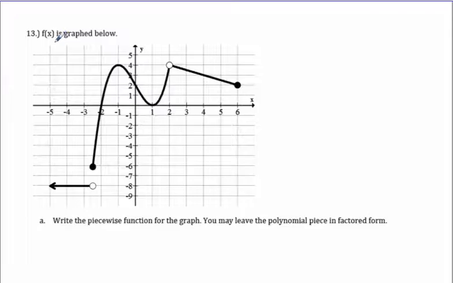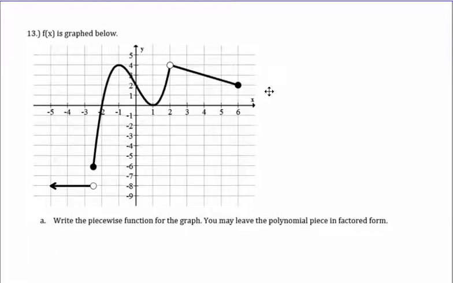Okay, so this is page 5 of the polynomial review packet. We need to write a piecewise function for this graph, and it says you can leave the polynomial piece in factored form. So we have graph polynomials in this unit. You can see this is your polynomial piece. This here is a constant, and this is a linear equation. So we have 3 pieces, and I'm going to write my answer over here because there's more space.